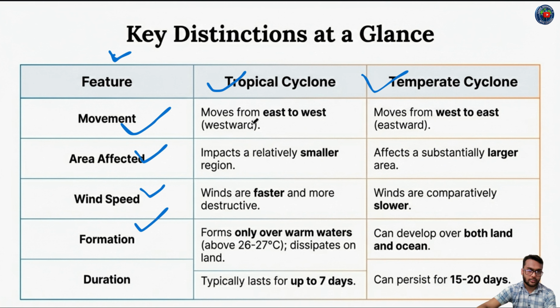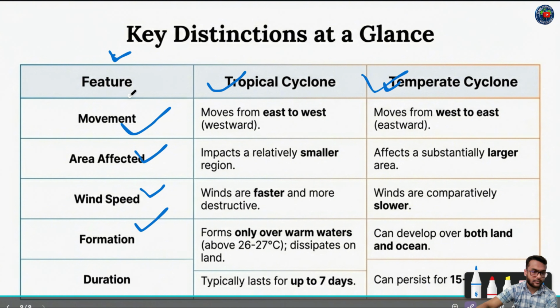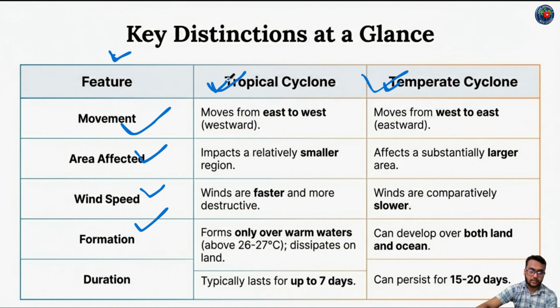In terms of formation, a tropical cyclone forms only over warm waters above 26 to 27 degrees Celsius and dissipates on land, while a temperate cyclone can develop over both land and ocean. And in terms of duration, tropical cyclones typically last up to 7 days, and temperate cyclones typically persist for 15 to 20 days. It has a large lasting impact. That's all for today.